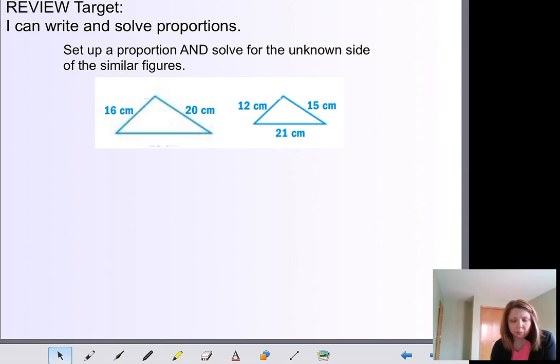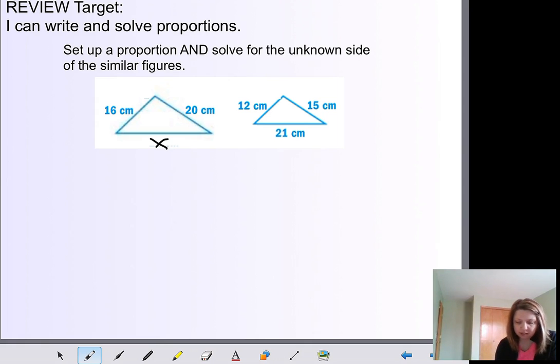So, for example, if I have a given triangle that has one side of 16 centimeters, another one 20 centimeters, and a smaller triangle with 12, 15, and 21, I want to know what this long side here will be equal to. What will be the measurement of this side of the larger shape?